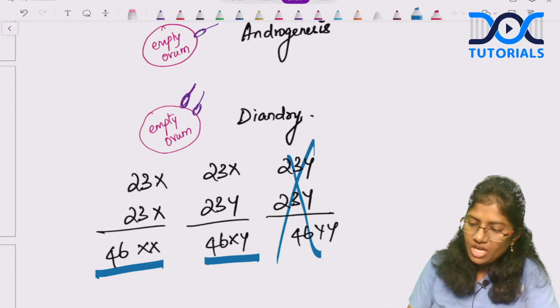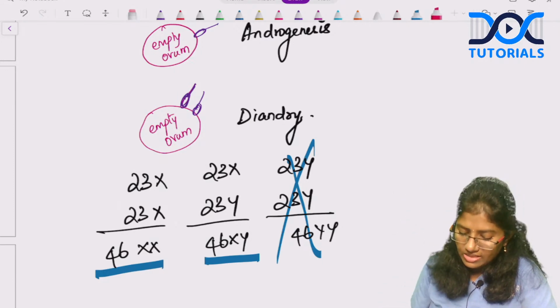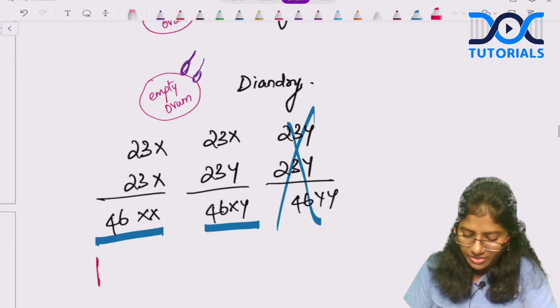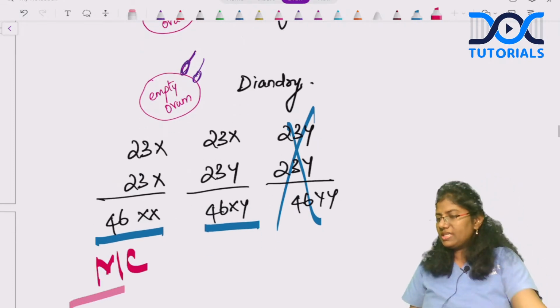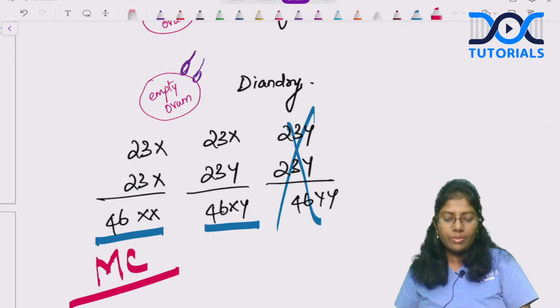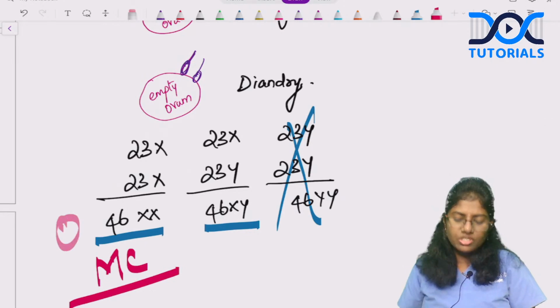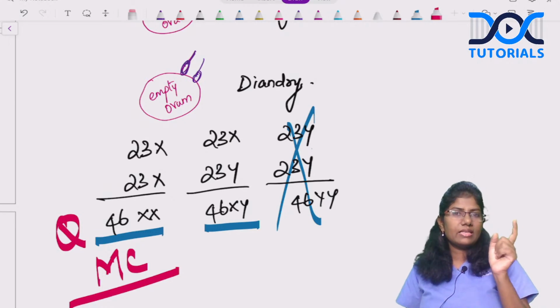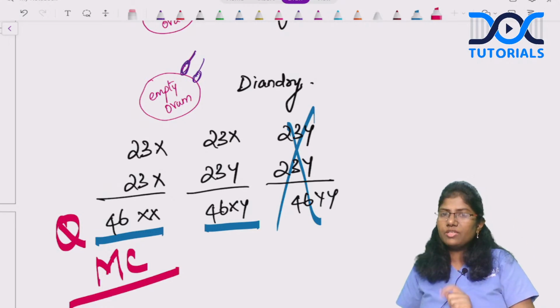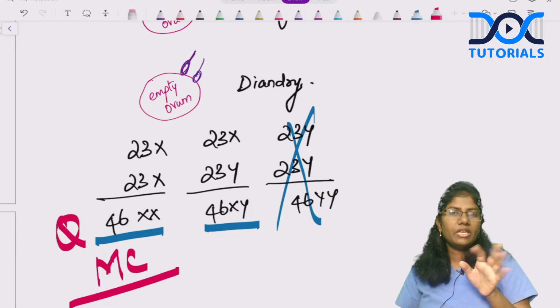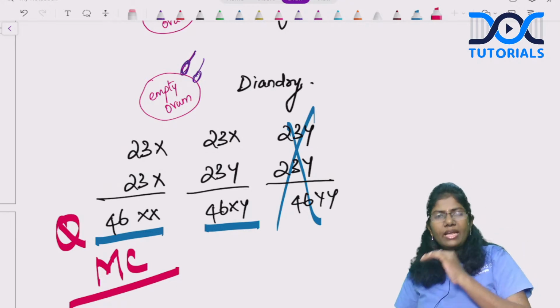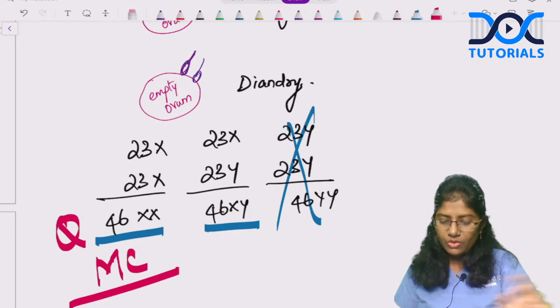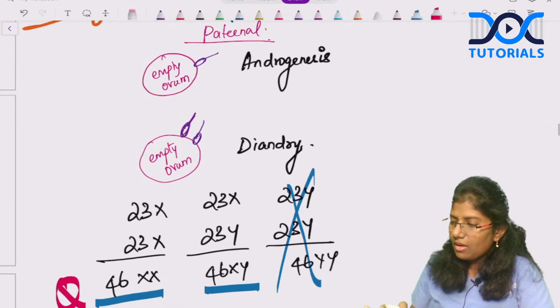Let me tell you. 46XX is the most common karyotype in complete mole, and this is a very important MCQ point. 90% of the complete moles are 46XX. 10% of them are 46XY.